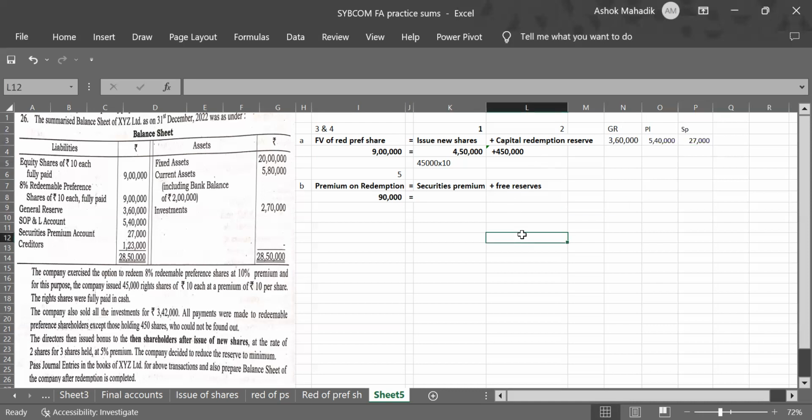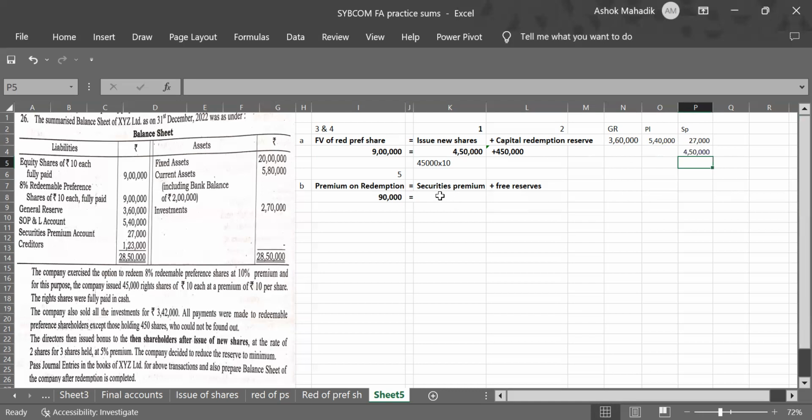Okay, so as I told you, in fresh issue, we have sold 45,000 shares of 10 each for 20 rupees. We have charged 10 rupees premium. So 45,000 into 10 is your share capital you raised in the form of equity shares, and we have collected security premium. How much? Again 45,000 into 10. So 4,50,000 is a new security premium which we have collected. Clear? That's it.